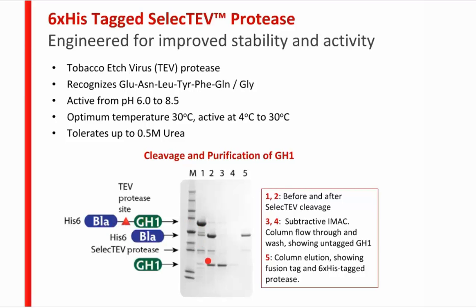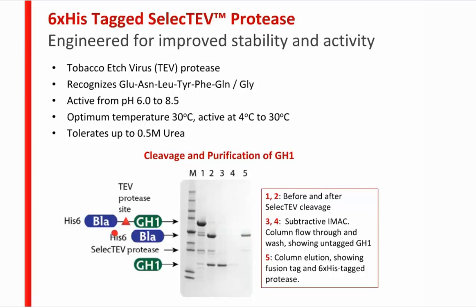In lanes 3, 4, and 5, this is the subtractive IMAC step. Lane 3 is the flow through from the subtractive IMAC. It shows just GH1 coming off the column in the flow through, and a little bit in the wash. It's kind of hard to see. Then lane 5 is the column elution, where we eluted what was left on the column with imidazole and came away with the 6-his tag and the SelecTEV protease, which are both 6-his tagged. And then our GH1 is purified.